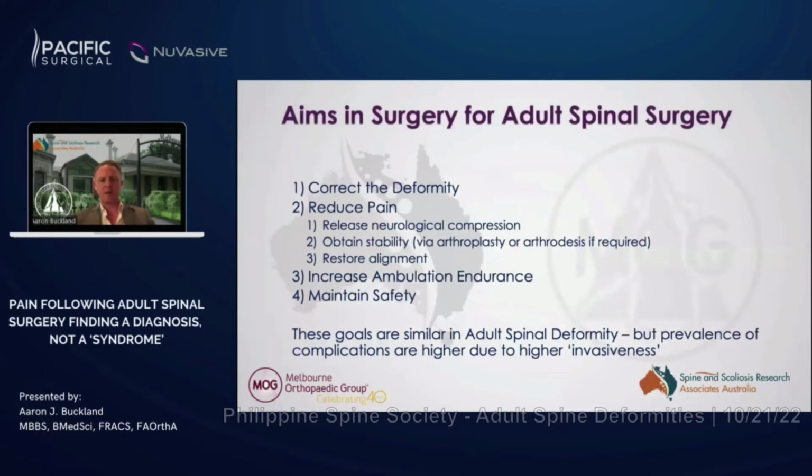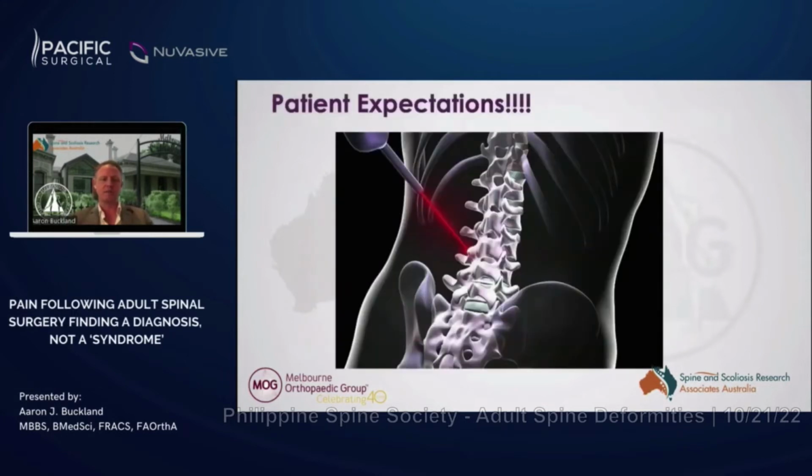So the aims of adult spinal deformity correction really are quite simple. Number one, we want to correct the deformity, but the goal of correcting the deformity is to reduce pain, both by release of neurological compression, to obtain stability, and to restore alignment. We want to increase ambulatory distance, and we want to maintain safety above all. So these goals are similar to other spinal pathologies, but the prevalence of complications are higher due to the higher invasiveness in adult spinal deformity when you compare them to other spinal pathologies.